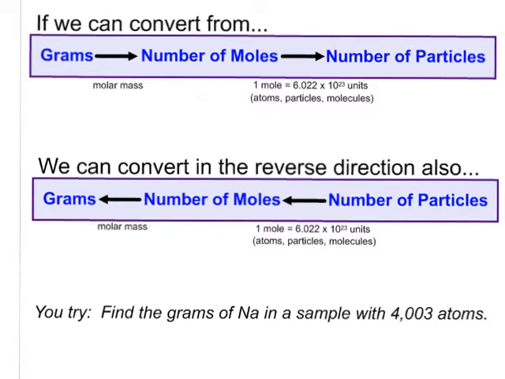Now, let's go back to our little chart here, diagram, flow chart, however you want to think about it. If we can convert from grams to moles to number of particles in this way using these conversion units, we can also do the same thing going in reverse, okay? We can convert from the number of particles into the number of moles using the same conversion factor, and from the number of moles into the number of grams using molar mass. And you'll just need to think about which number will be in the numerator and which number is going to be in the denominator as you do the dimensional analysis. So you go ahead and try. Find the grams of sodium in a sample with 4,003 atoms in it.